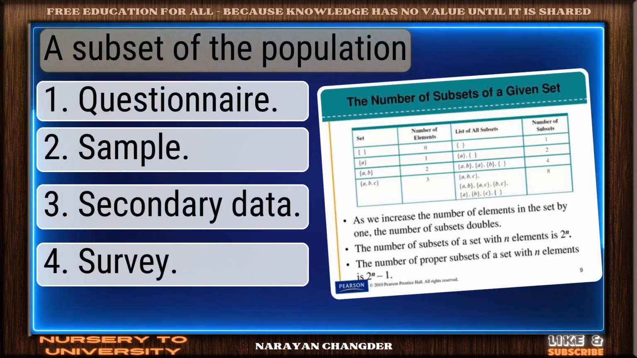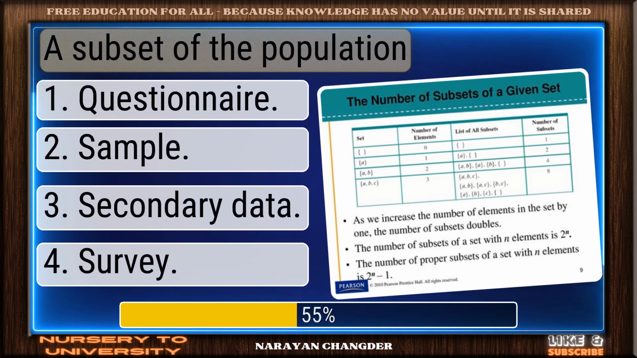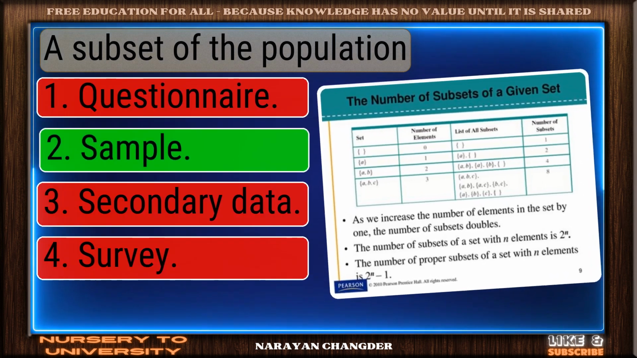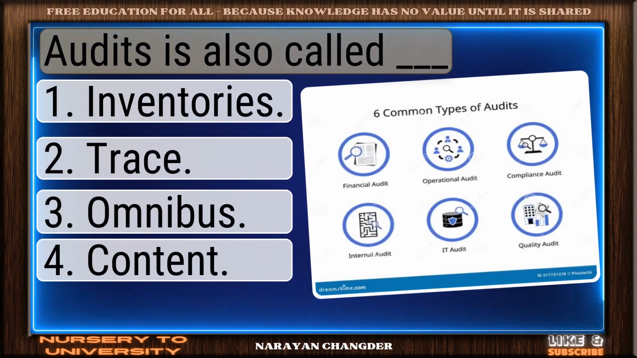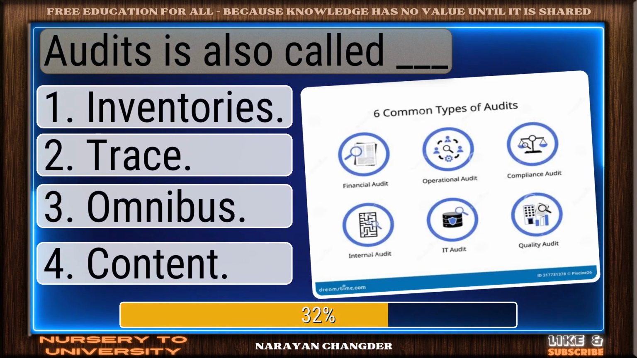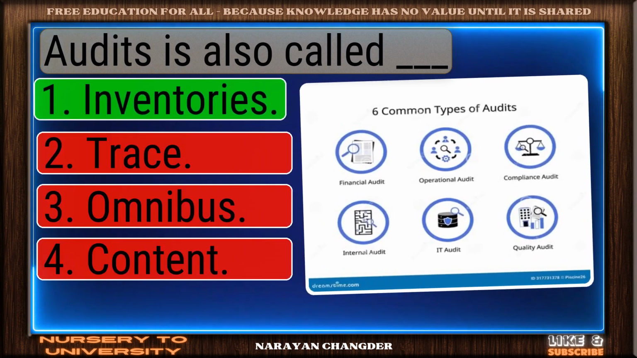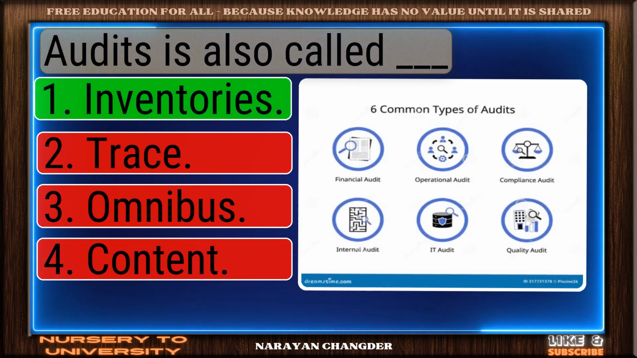A subset of the population. You chose sample, and it is correct. Audits is also called dash. Bravo, inventories is the answer.